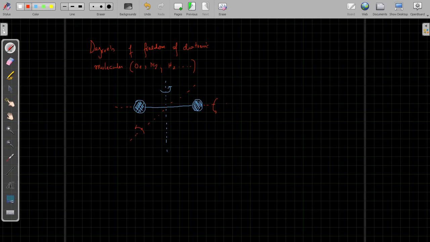They can also go by translation. So there are 3 translatory motions. First is they can go like this. They can come this way. Then this is X, Y, and they can go up and down, whatever. 3 translatory motions.